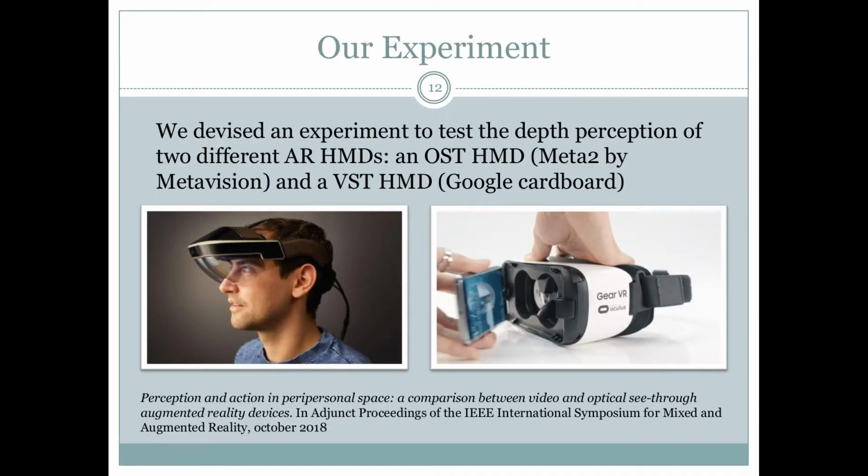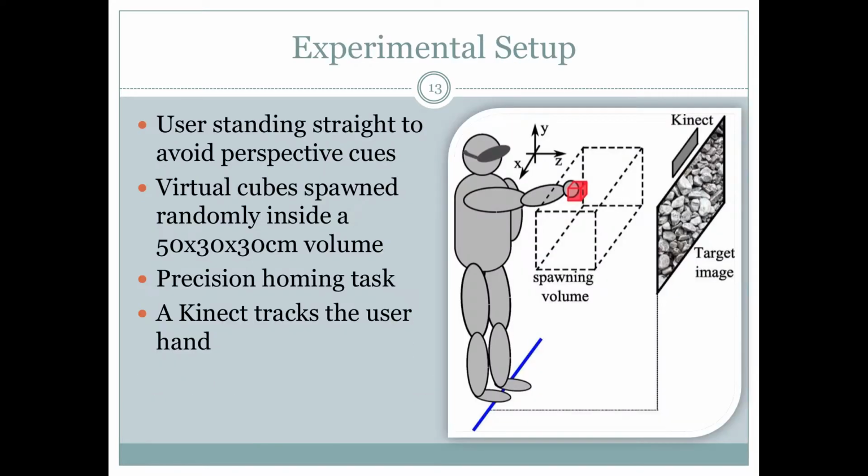The two different displays that we use are the MetaVision, which is this one, an optical see-through device, and the Google Cardboard. It's a smartphone which is attached to a pair of lenses, and it transforms the smartphone into a cheap video see-through device. It is appearing in the ISMAR conference soon.